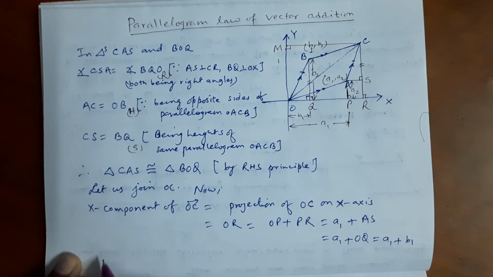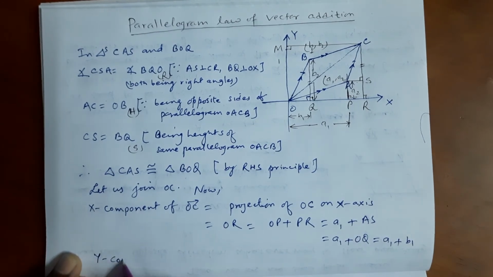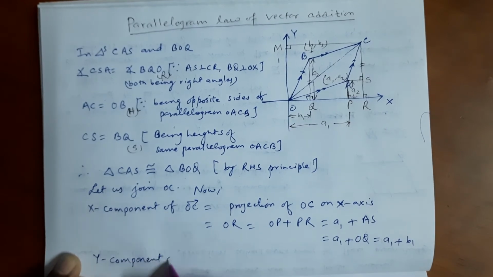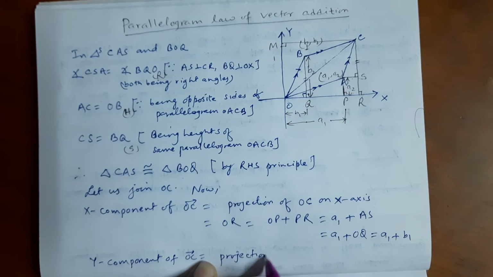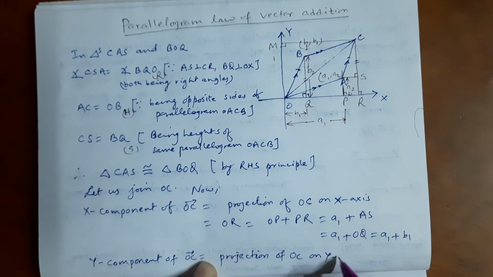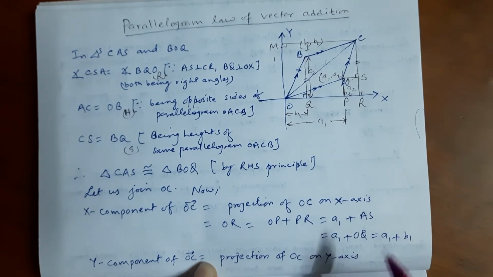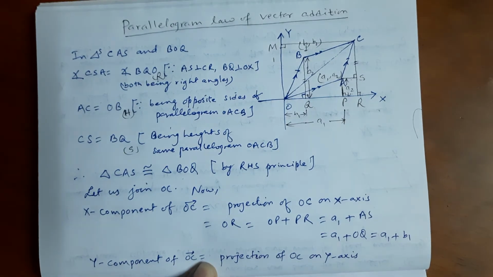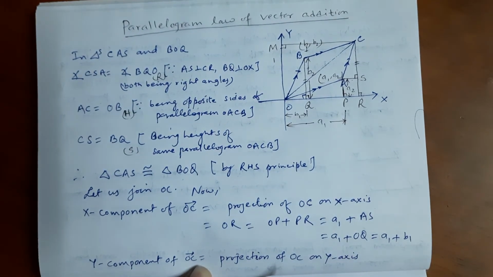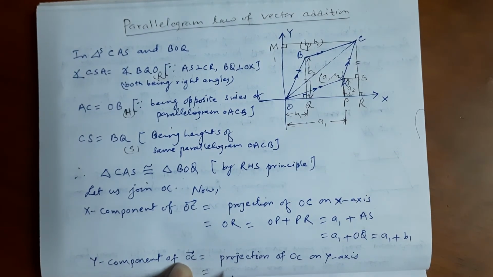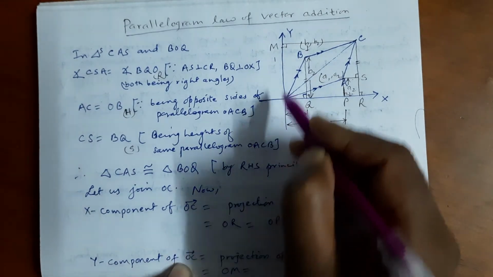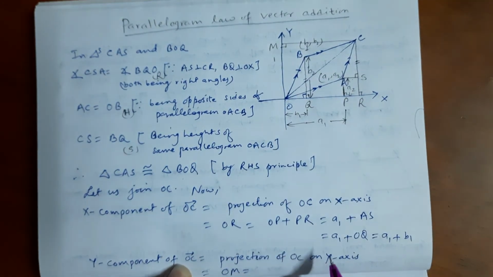And next to that is the y component of OC, which is given by the projection of OC on the y-axis. Okay, the projection of OC on the y-axis gives the y component of vector OC, and the projection of OC on the y-axis is given by OM. Okay, this OM is the projection of OC on the y-axis.